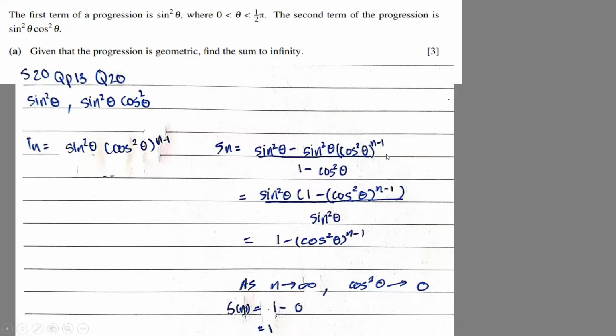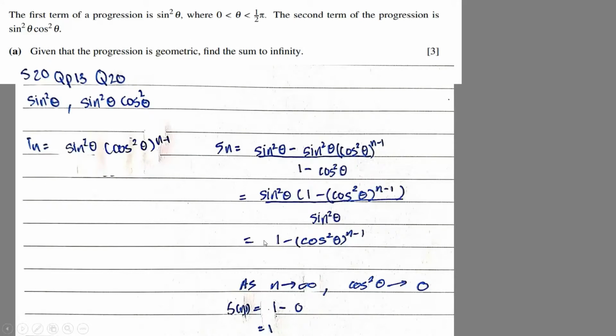This is supposed to be n plus 1. You can factorize sine squared theta out, which will give us 1 minus cosine squared theta raised to the power n plus 1. It's supposed to be plus. And then 1 minus cosine squared theta can be simplified to sine squared theta using the trigonometric identities. And then you can simplify to 1 minus cosine squared theta raised to the power n plus 1.